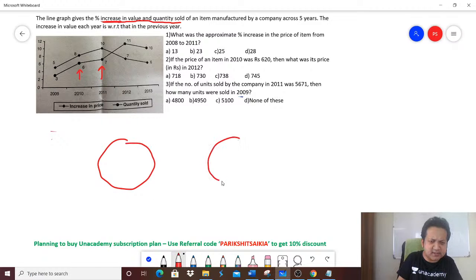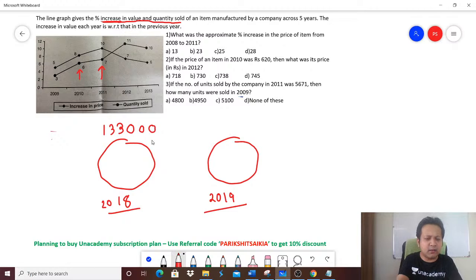They will give you two pie charts, one in, let's say, 2018 and one in, let's say, 2019. And they will tell you the quantity sold in this case is, let's say, 13,300. And sometimes the quantity sold here they might be giving you 17,500. Now, if you want to calculate this, it will take a lot of time. Remember, pie chart means it will have a lot of partitions like 17%, 20%, and so on.